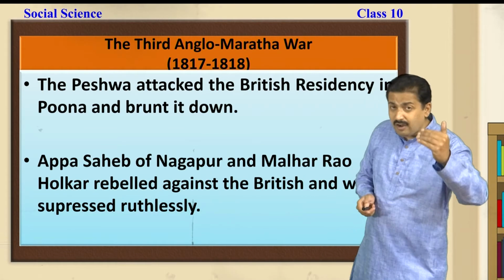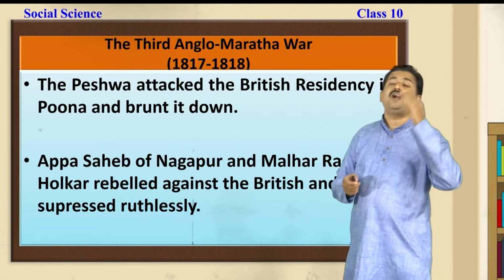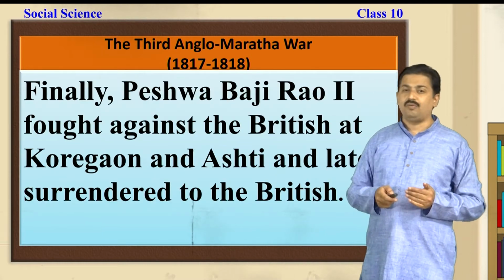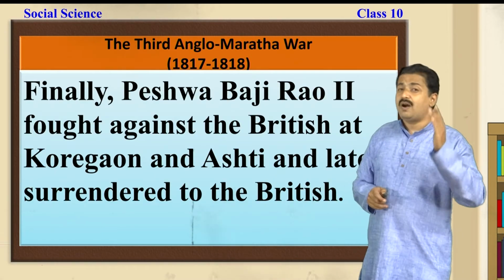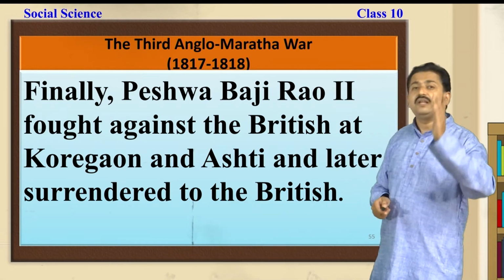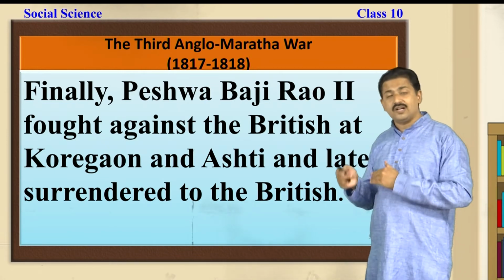With the support of Appa Saheb of Nagpur and Malhar Rao Holkar, they rebelled against the British. This is what we call the Third Anglo-Maratha War. Finally, Peshwa Baji Rao II fought against the British at two different places. They are called Koregaon and Asti.